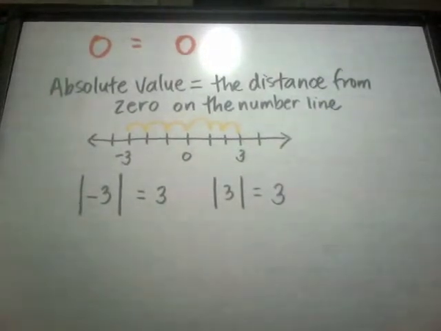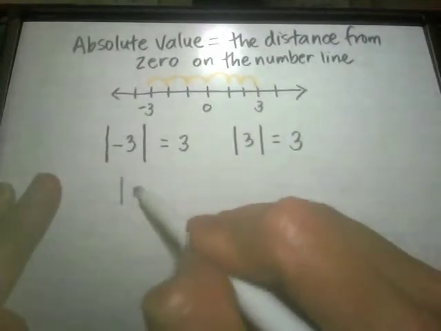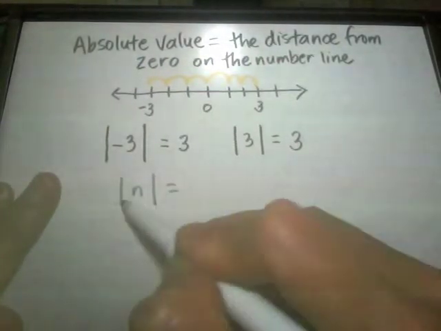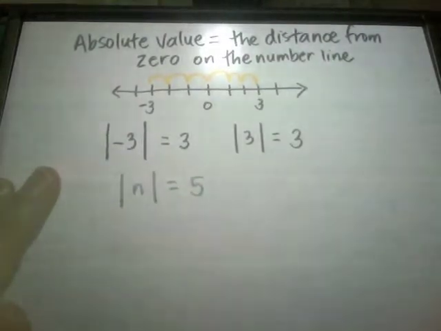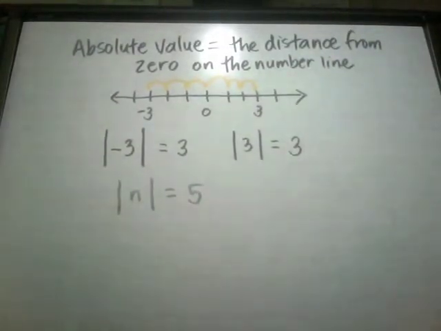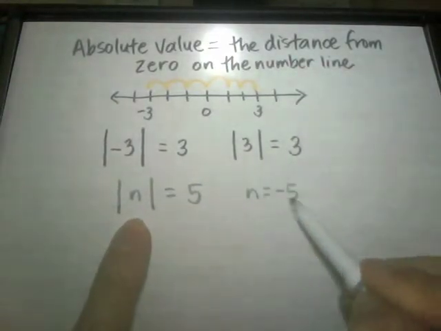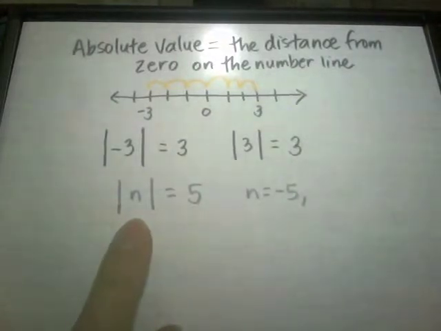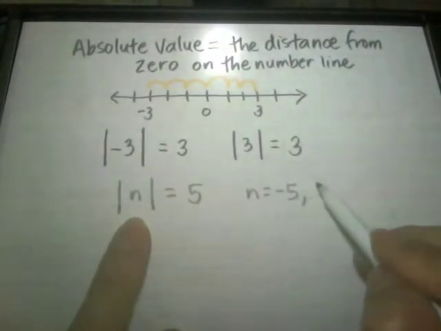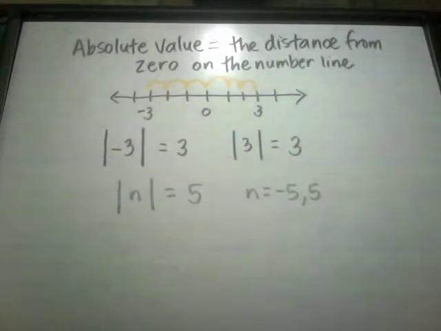What if I said the absolute value of some number I don't know, n, equals 5? And then I say, what could n be? What value could be in those absolute value marks? Daniel, give me one. N could be -5. What else could it be if it has an absolute value of 5? Kate? 5. Good. We don't know which one it is. They both would have an absolute value of 5.